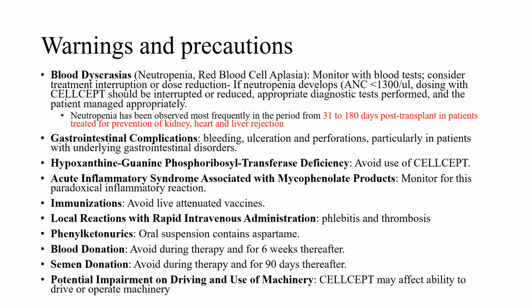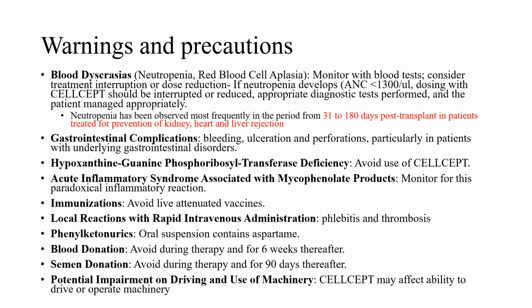The maximum incidence of neutropenia occurs till the patient is 6 months post transplant. From the first month to the sixth month post transplant, the patient has the maximum chances of neutropenia. Other common gastrointestinal complications are perforation and diarrhea. It is a very common complication. Then it can cause ulceration and bleeding also.